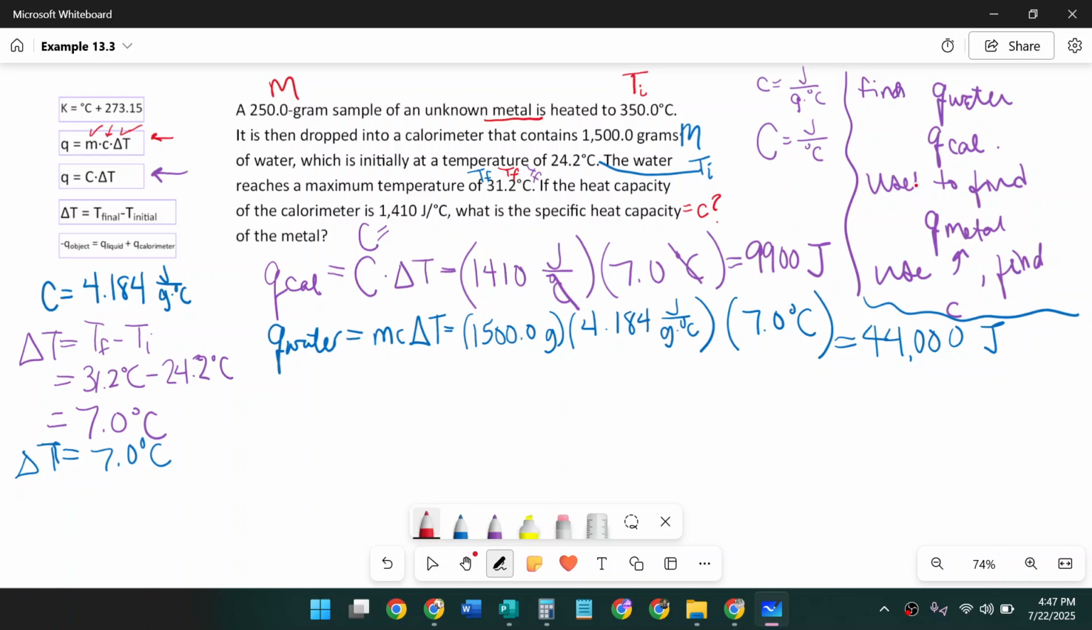So now I can find the Q of the metal, because remember, the Q of the object, put a negative in front of that and put the other Qs being added over here.